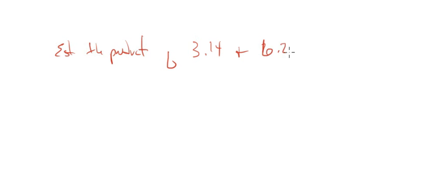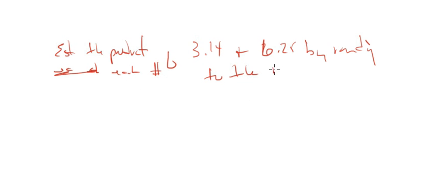And we're at number 8. It wants us to estimate the product. Estimate the product. Now, I'm not going to do this problem. I'll write it down. You can try to figure it out. Estimate the product of 3.14 and 6.25 by rounding each number to the nearest whole number. Okay, so estimate the product.